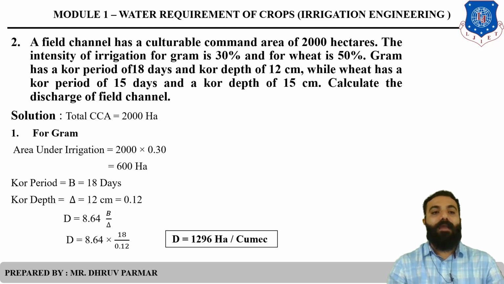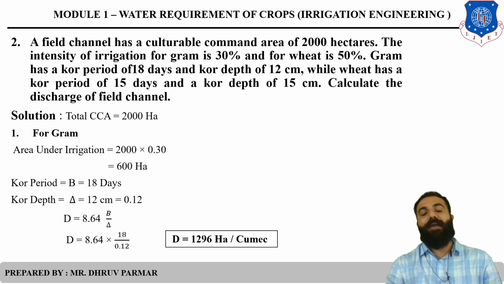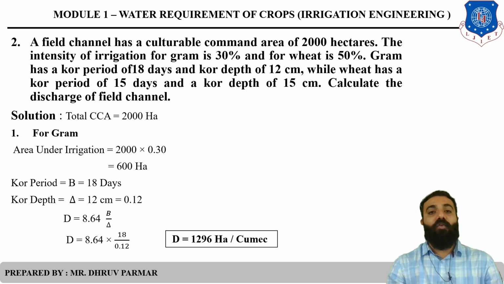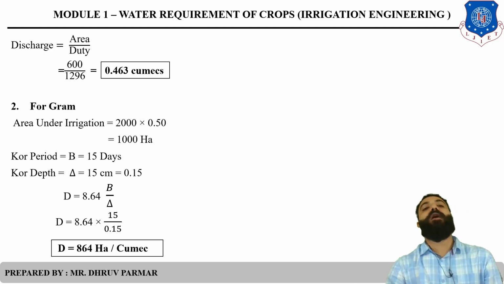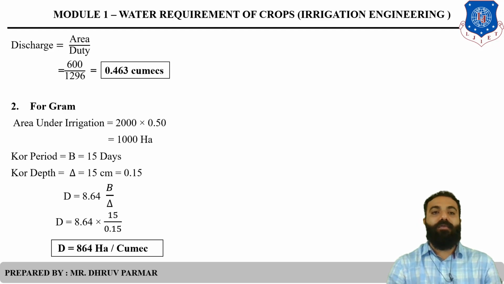First for gram. Under irrigation, what is the area? How can you find the area? CCA is given as 2000 hectare and 30% is given. So 2000 multiplied by 0.30, we get 600 hectare. What is the kor period? The kor period is equal to 18 days. And what is the kor depth? Which is 12 centimeters. So we can find out the duty from this. D equals 8.64 B by delta. What is the B? That is 18 days. And what is the kor depth? That is delta, which is 0.12 meter. So we find out 1296 hectare per cumec. So we have the duty and we have the area, so we can easily find the discharge. Discharge equals area upon duty. So the discharge of gram is equal to 0.463 cumec.